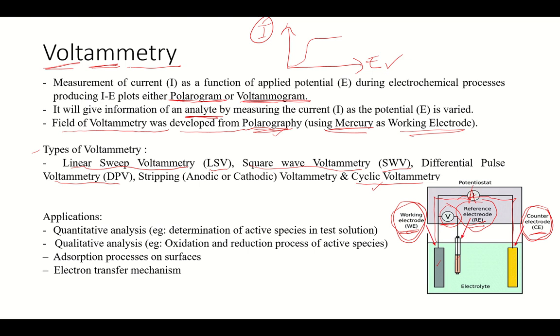The application of voltammetry in quantitative analysis means that you are going to determine the active species in the test solution, to know how much ion is present in the unknown solution. For qualitative analysis, it means identification: you want to know whether the process is reversible, involving oxidation and reduction, or irreversible. I'm going to talk about this in part 3. Then there are adsorption processes on surfaces, whether adsorption occurs on the working electrode, and the electron transfer mechanism. All this will be discussed in detail in part 2 and part 3.